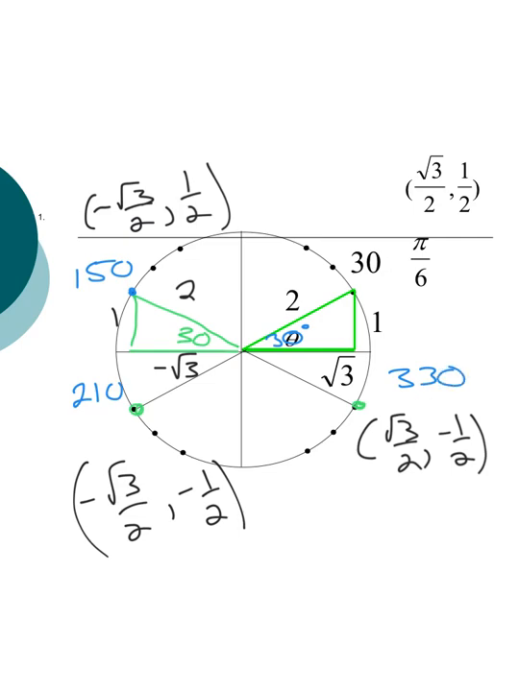For my angles in radians, they're always going to be over 6. So I start off with pi over 6. For my next angle, it's going to be 5 pi over 6. And then we have 7 pi over 6. And in my last quadrant, we have 11 pi over 6. And then if I go all the way around, I would end up at my pi over 6 again.